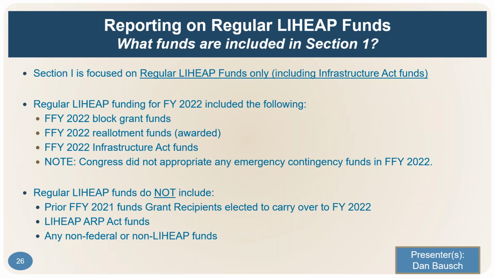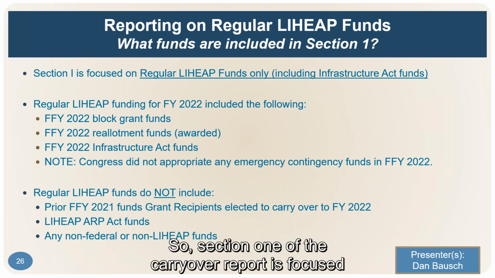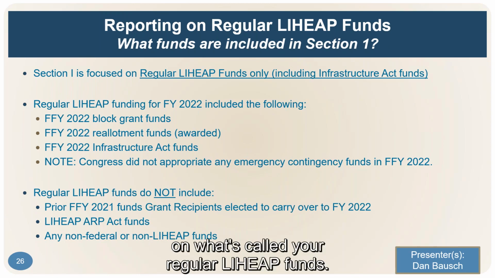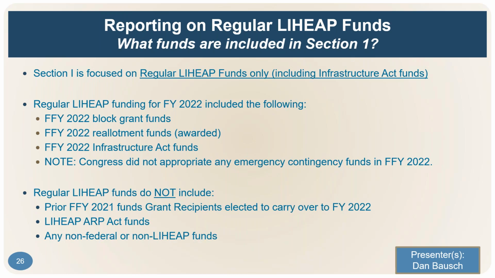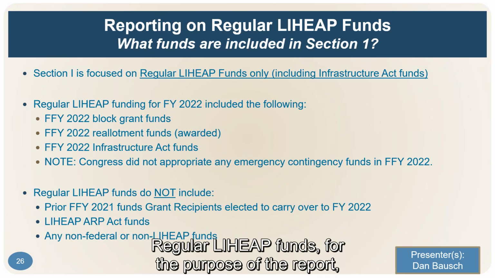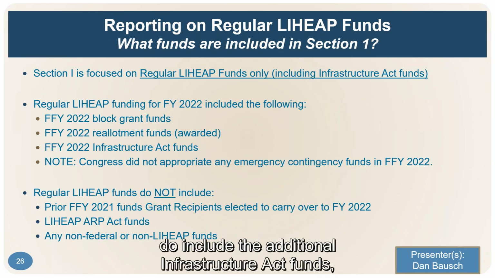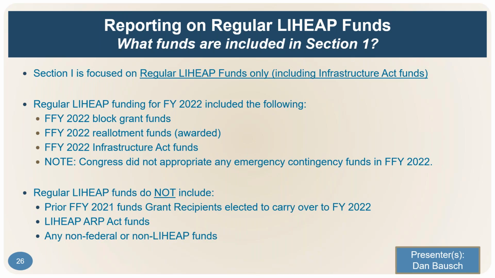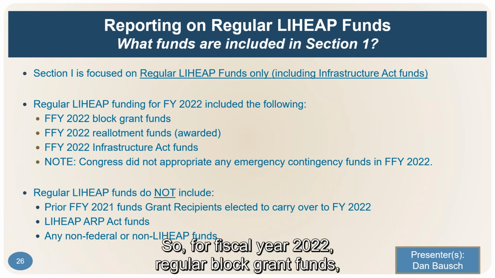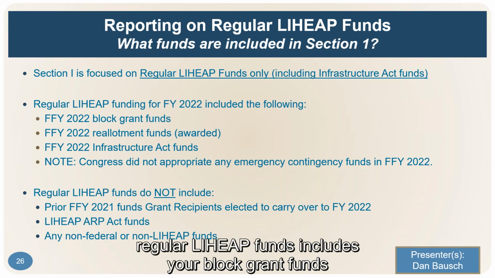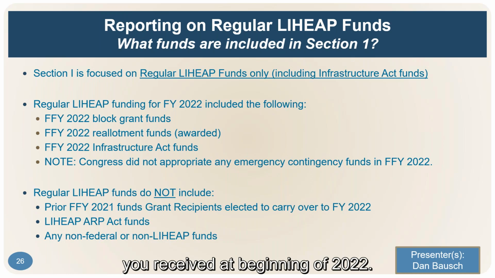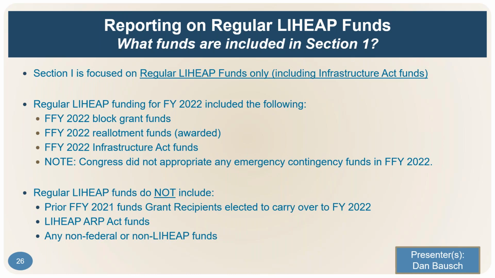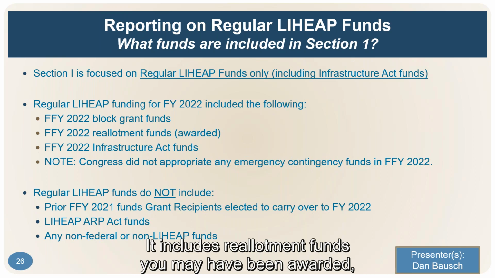Section 1 of the carryover report is focused on what's called your regular LIHEAP funds. Regular LIHEAP funds, for the purpose of the report, do include the additional Infrastructure Act funds, which have the same carryover rules as your block grant funds. So for fiscal year 2022, regular LIHEAP funds include your block grant funds you received at the beginning of 2022. It includes reallotment funds you may have been awarded.